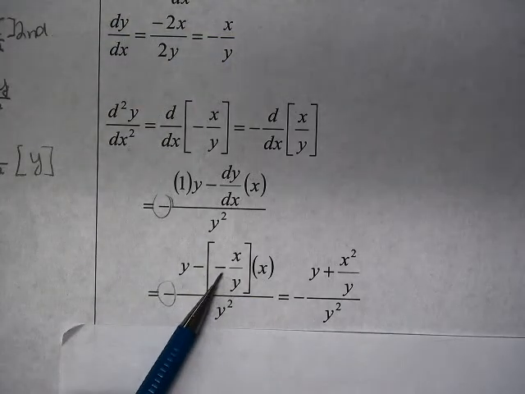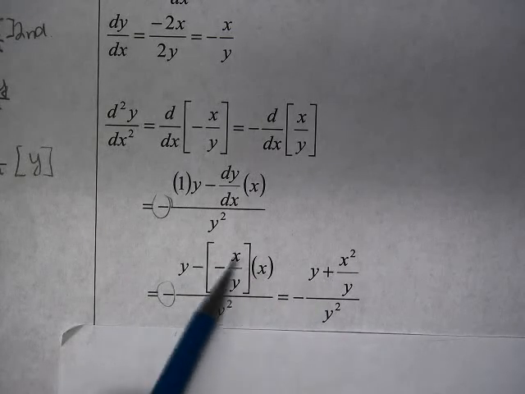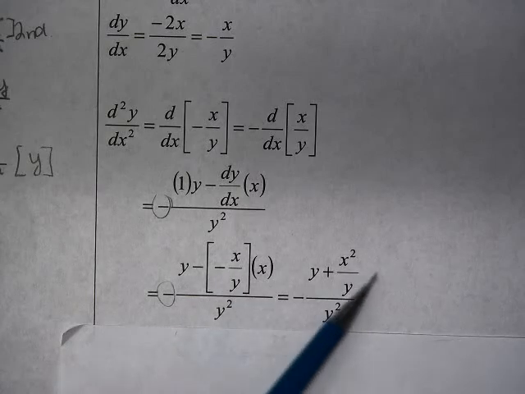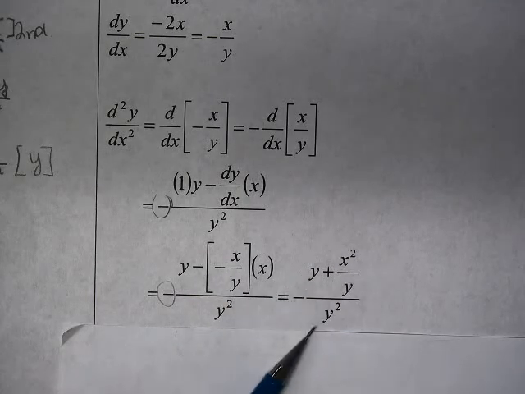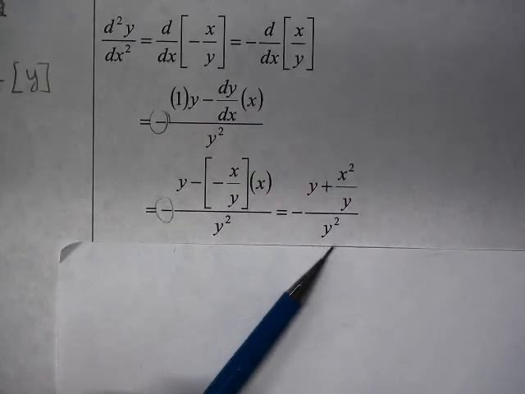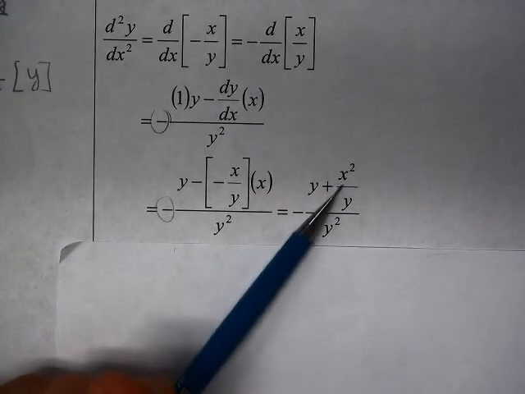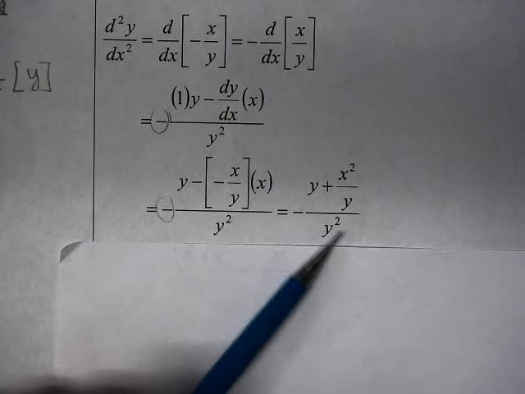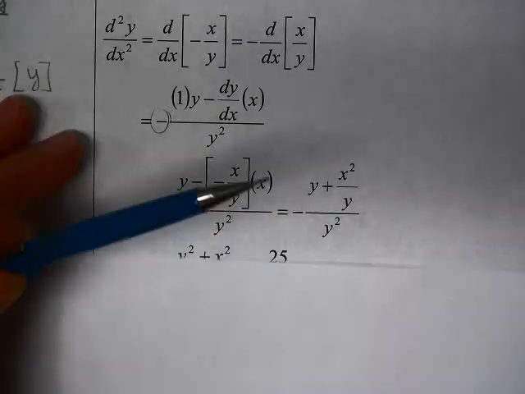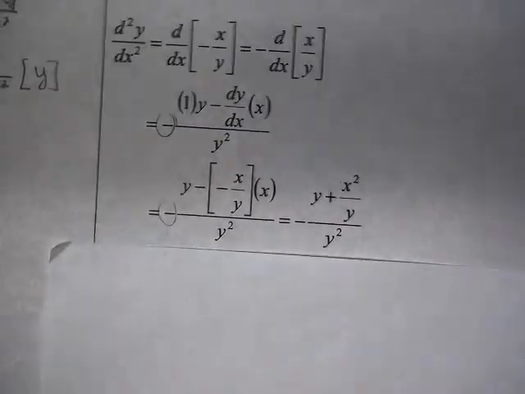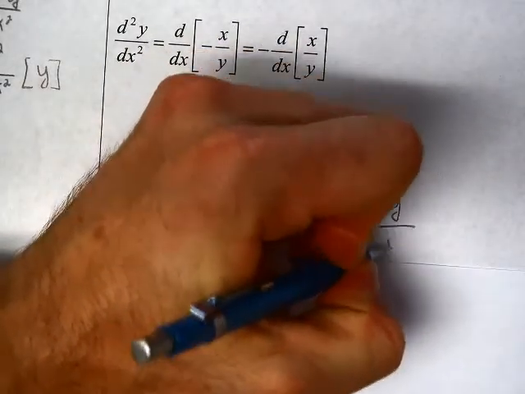And now I can see that I have these negative signs. They're going to cancel out, and I have x squared over y. So my second derivative now looks like this. And I'd just like to clean this up a little bit. I really don't like having a fraction within a fraction. So I'm going to multiply through by that y. Let me show you what I'm doing here. I'm going to multiply through by y over y.